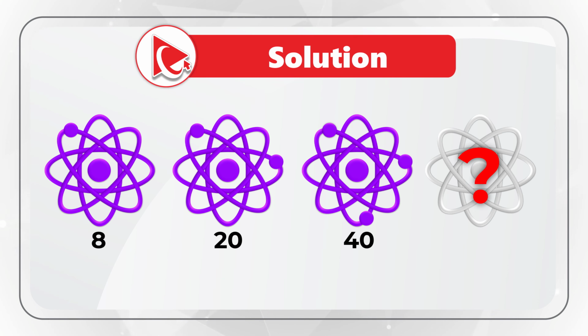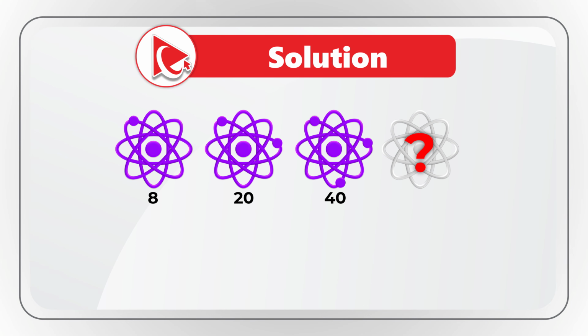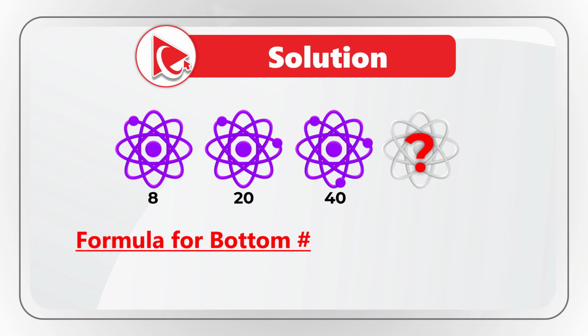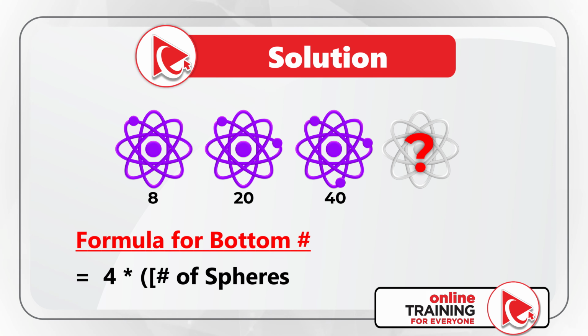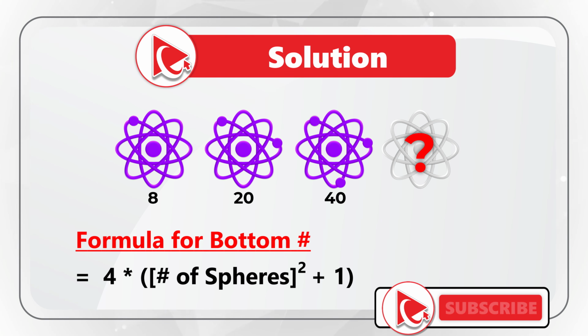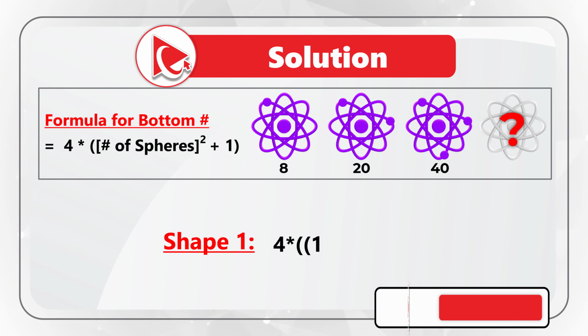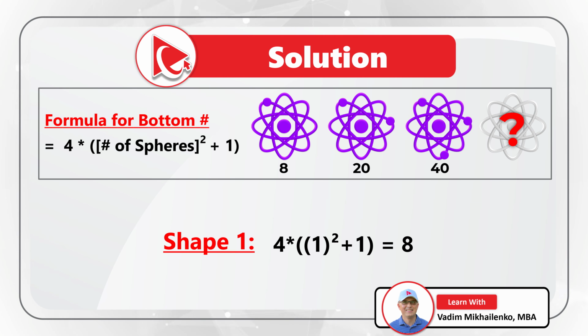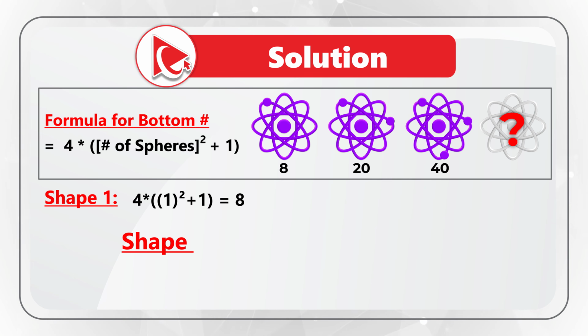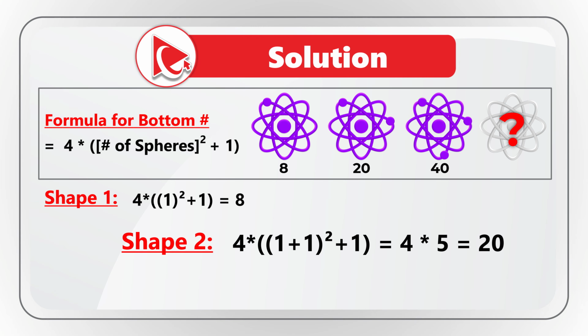And to solve it, you need to find the formula to calculate the bottom number based on the incrementing number of spheres. For example, the formula is 4 multiplied by (number of spheres squared plus 1). So to calculate the bottom value for the first shape, we multiply 4 by (1 squared plus 1), which equals 8. For the second shape, 4 multiplied by (2 squared, which equals 4, plus 1) equals 4 multiplied by 5 equals 20.